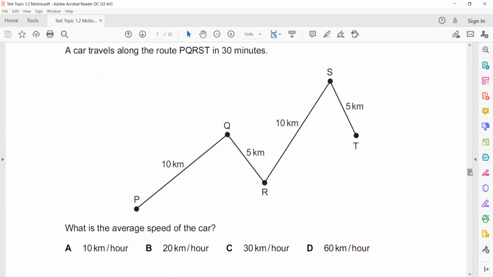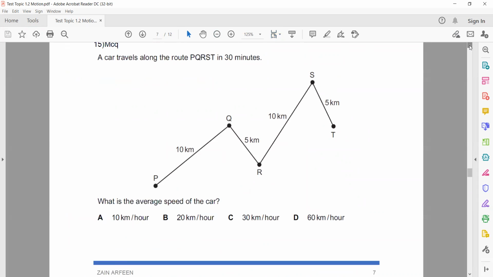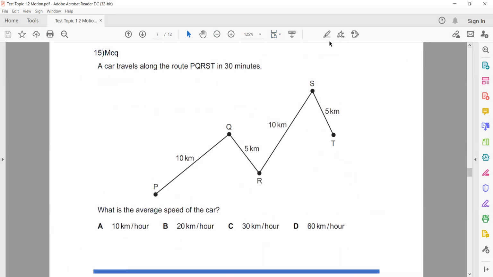Then question 15. A car travels along a route PQ, RS and T in 30 minutes. What is the average speed? All the speeds are in kilometers per hour, so we should convert this time in minutes into hours. We'll divide by 60. So 30 divided by 60 is equal to 0.5 hour.